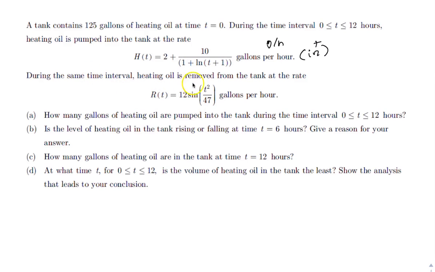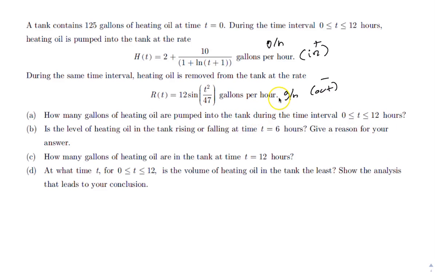During the same interval, heating oil is removed from the tank at a rate of this. So this is going out. We're losing that. And again, notice gallons per hour. These are rates. So first question: how many gallons of heating oil are pumped into the tank during the time interval 0 to 12?